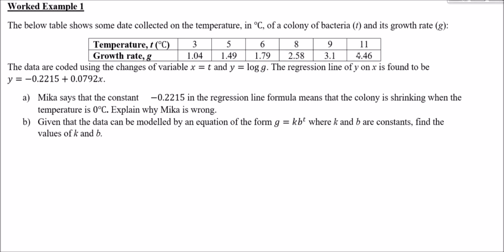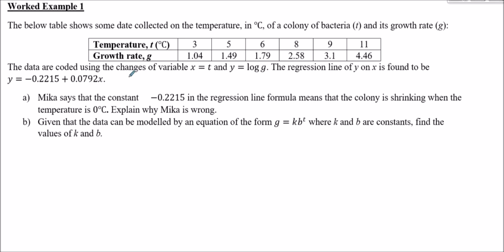So what we can see here is if it can be coded. The data is then coded using this change of variable where x is the same as t and we code y as log of g. The regression line of y on x is found to be y equals minus 0.2215 plus 0.0792x. So part A, Mika is saying that this constant of minus 0.2215 shows that the formula means a colony is shrinking when the temperature is 0. First of all, we need to explain why Mika's wrong.